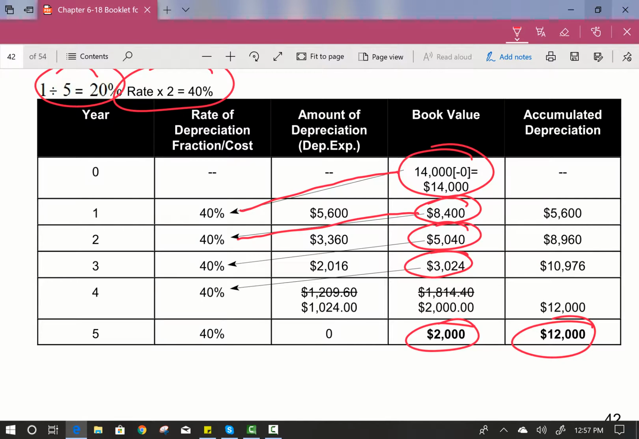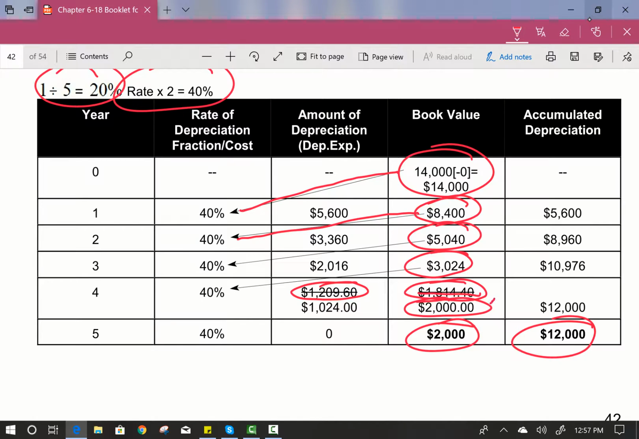Okay, now this is where it gets a little bit tricky. 3,024 times 0.4 gives you 1,209.60. Okay, I don't know that anything's wrong yet. Subtract 1,209.60 from 3,024 and that gives you 1,814.40. That goes below the salvage value. So I know I can't use 1,209.60 for the depreciation expense that year. So I just change that 1,814.40, mark that out, and then just plug in $2,000.